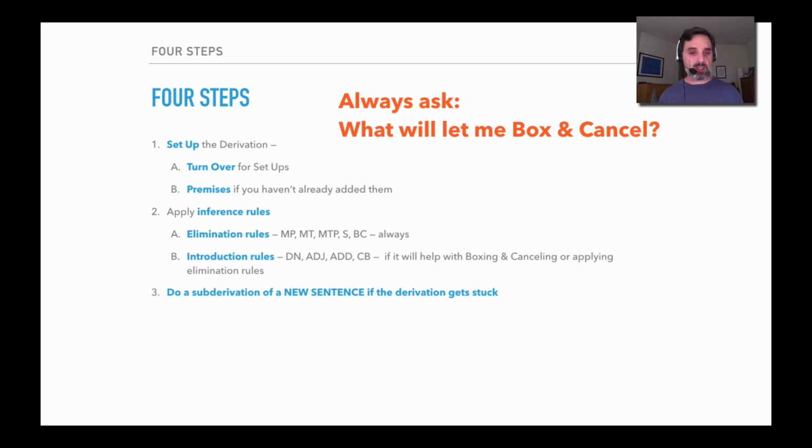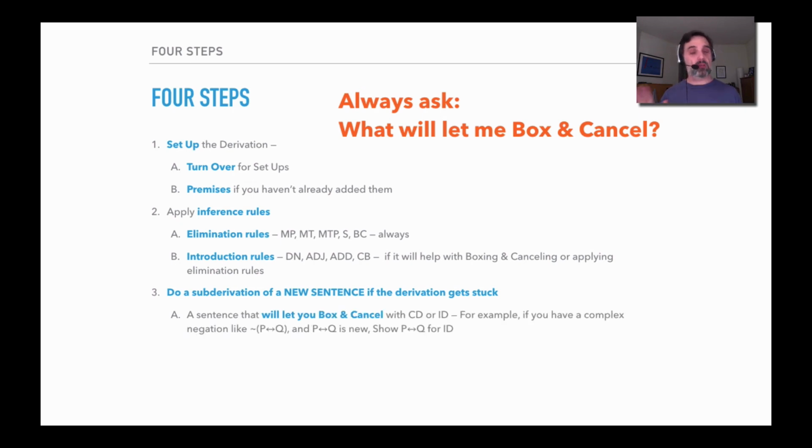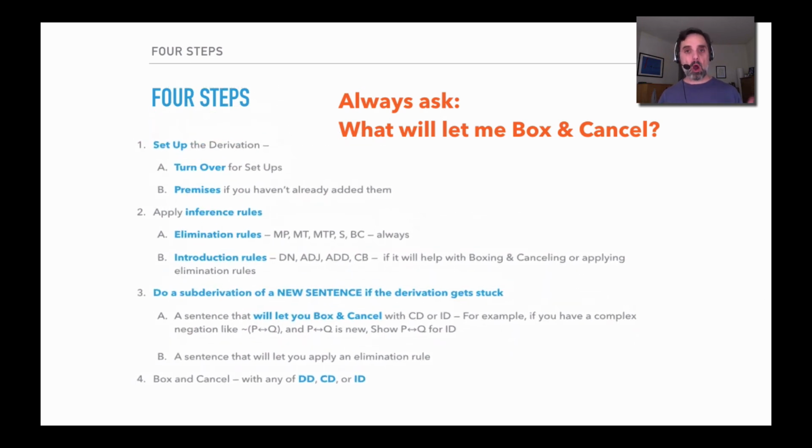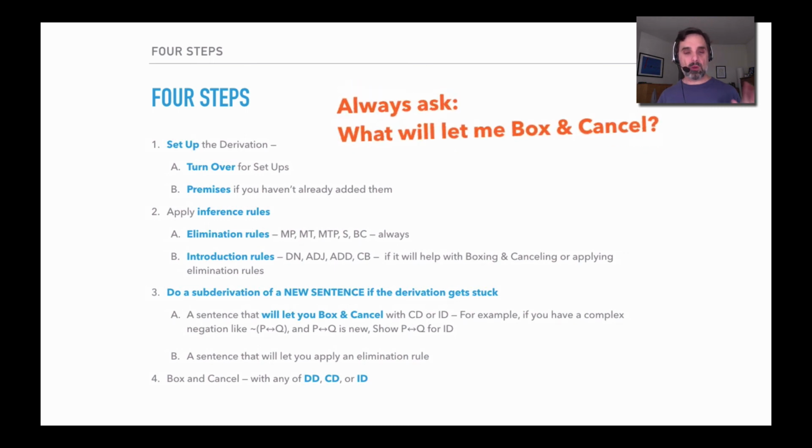Then, if the derivation gets stuck, do a subderivation of a new sentence, a sentence that is not in the derivation. And which one? Again, one that will let you box and cancel with CD or ID, or a sentence that will let you apply an elimination rule. And then, eventually you'll be done. You'll box and cancel with any of DD, CD, or ID. And please remember, always ask yourself, what will let me box and cancel? That's the key thing. That should always be guiding your thinking about how to finish the derivation.